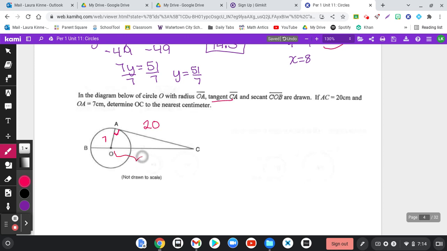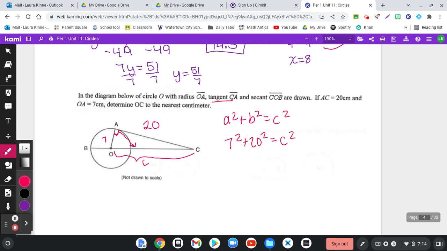Okay, well, you have a right triangle. OC is your hypotenuse. So it's a squared plus b squared equals c squared. So 7 squared plus 20 squared equals c squared. So we have 449 equals c squared. Take the square root. It says to the nearest centimeter, so we get 21.1, which would be 21. So OC equals 21.